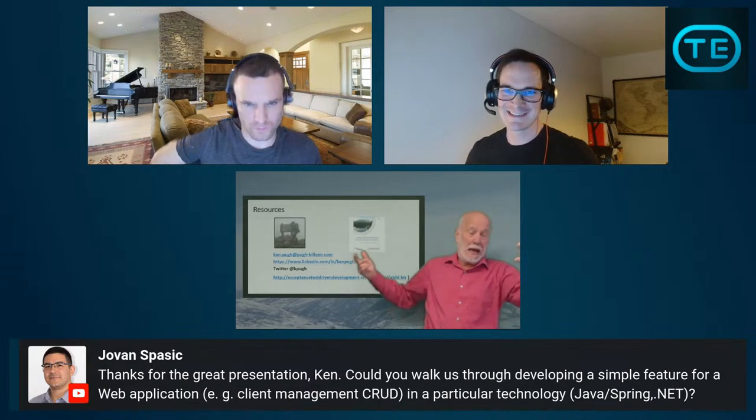Everything I've talked about is implementation independent. Language agnostic. All of that stuff, I happen to develop in Java. Could it be developed in C#? Could it be developed in Ruby? Everything that I show, if you look at all of the feature files and everything, they are language independent. Right. So now, walk us through a simple feature for a web app.